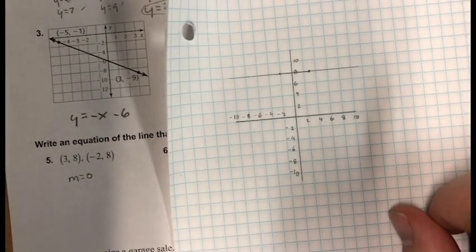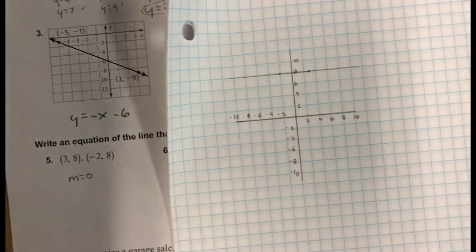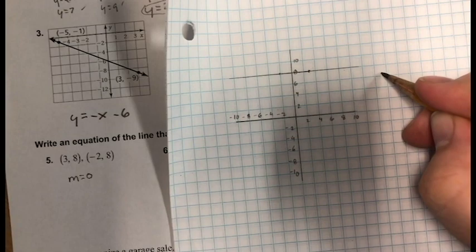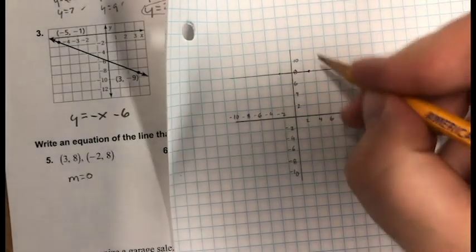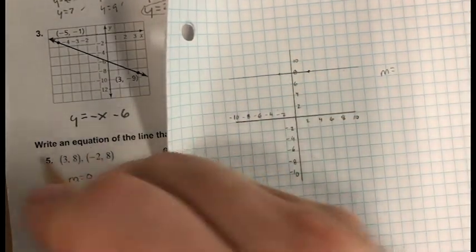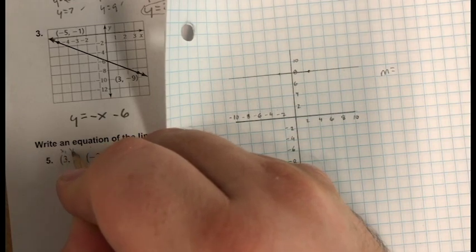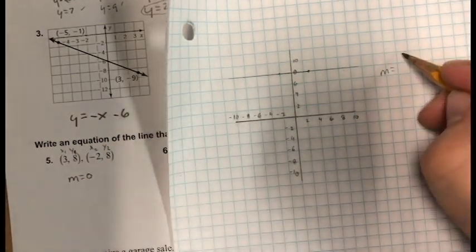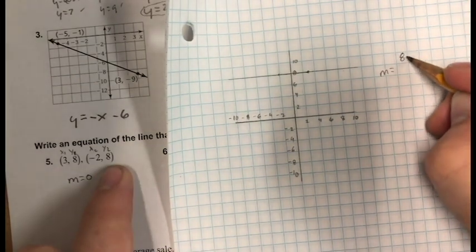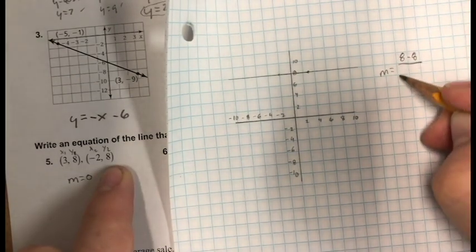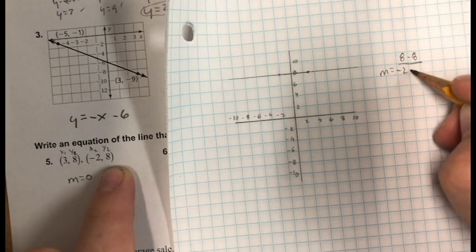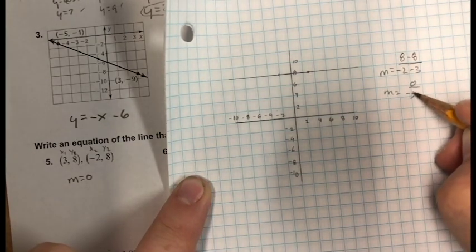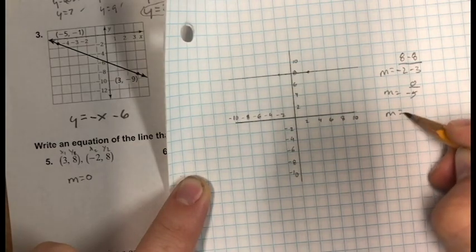Now, if we want to, we could prove this by plugging in some numbers to the side here, just for the practice of it. m is equal to, we'll call this point my x1, we'll call this y1, this will be x2, this will be y2. So m is equal to 8 minus 8 over -2 minus 3, m is equal to 0 over -5, so m is equal to 0.